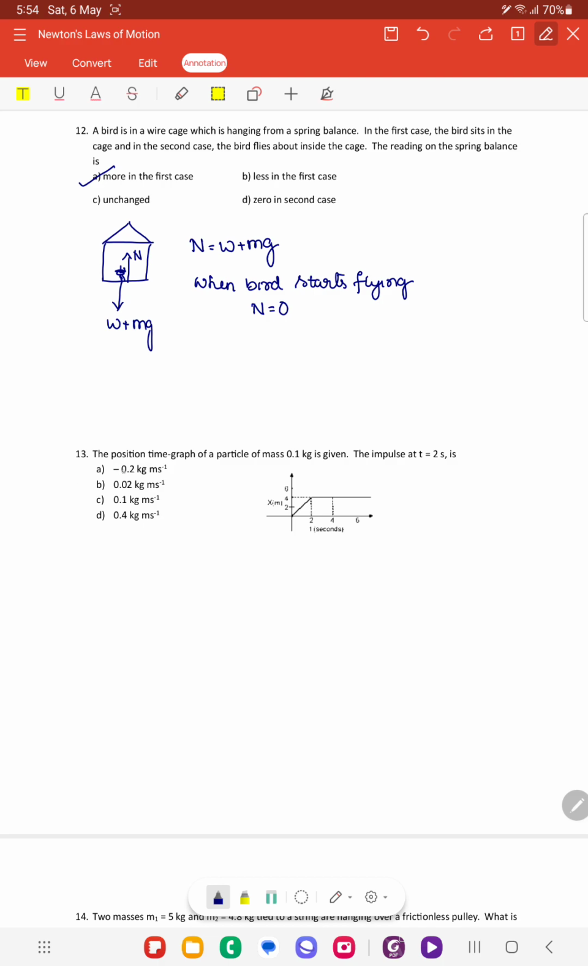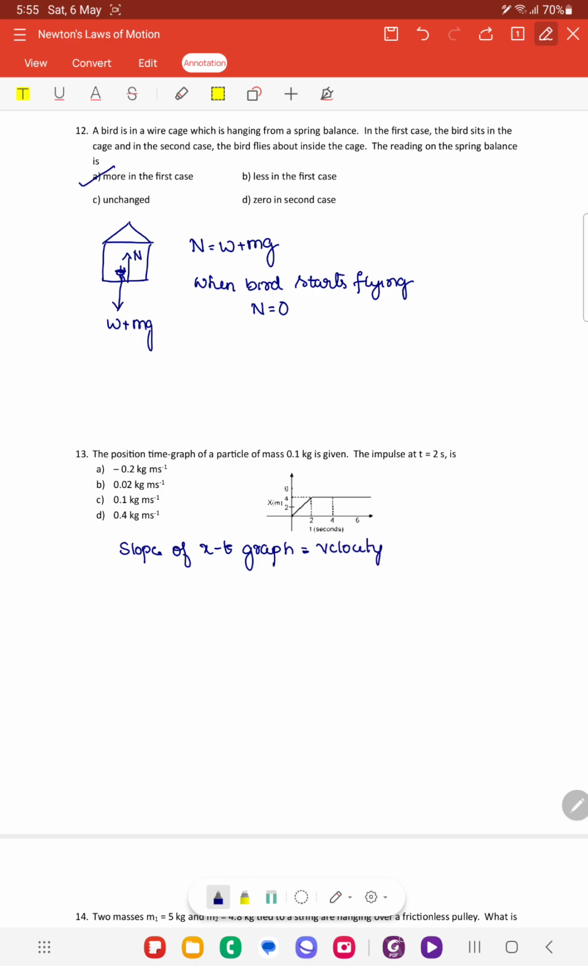Question number 13. The position time graph of a particle of mass 0.1 kg is given. What is the impulse at t is equals to 2 seconds? Here the xt graph is given. So along the x-axis it is time, along the y-axis it is position. It is changing with respect to 2 meters, 2, 4, 6, and here it is 2 second, 4 second and 6 second. We know that the slope of the xt graph gives the velocity.